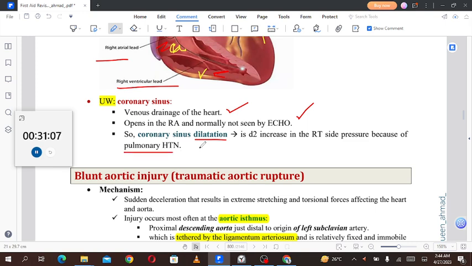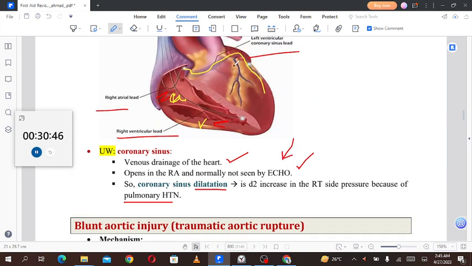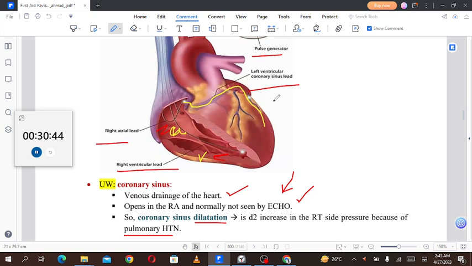Okay, so whenever there is an increase in the right-sided pressure, remember that venous drainage of the heart is dependent on the coronary sinus. The coronary sinus is draining the venous blood from the heart into the right atrium, right? So it opens into the right atrium and normally it is not seen on the echocardiogram. But this vein, now just forget everything about the placement of the leads, is draining the blood from the heart into the right atrium.